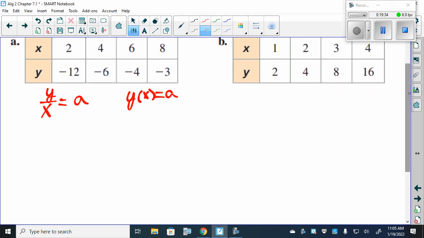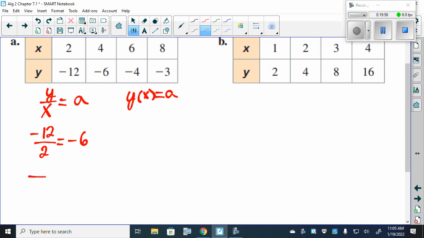So if we want to look at this first one for direct variation, well, we can say negative 12 over 2, because negative 12 is just one of the y values, and 2 is its corresponding x. And what is negative 12 divided by 2? Negative 6, okay.